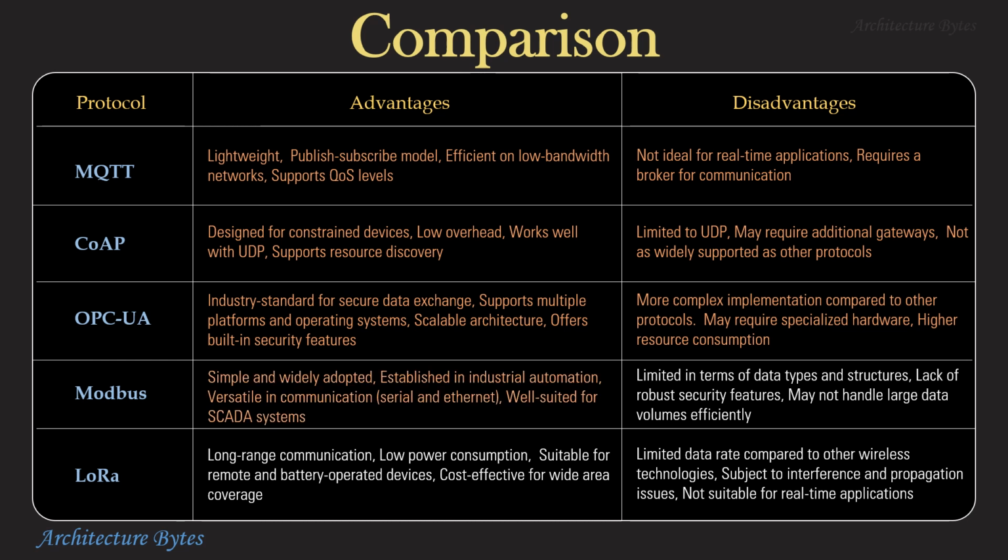Modbus advantages: simple and widely adopted, established in industrial automation, versatile in communication, serial and Ethernet, well suited for SCADA systems. Disadvantages: limited in terms of data types and structures, lack of robust security features, may not handle large data volumes efficiently.